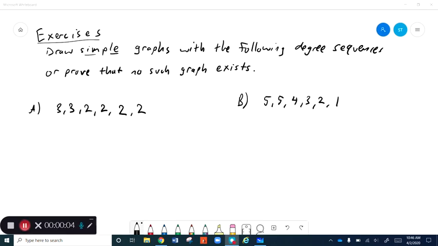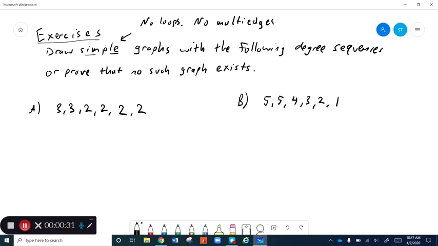Okay, so continuing on the topic with degree sequences for a few minutes, here are a couple of exercises, but we've added an extra condition here. So let's see if we can find simple graphs with the following degree sequences. Or if we can't, we'll prove that no such graph can exist. Remember that simple means no loops, no multi-edges.